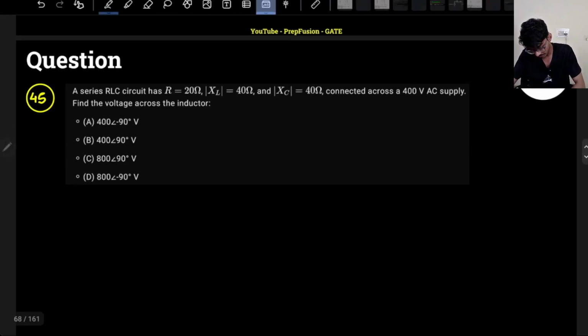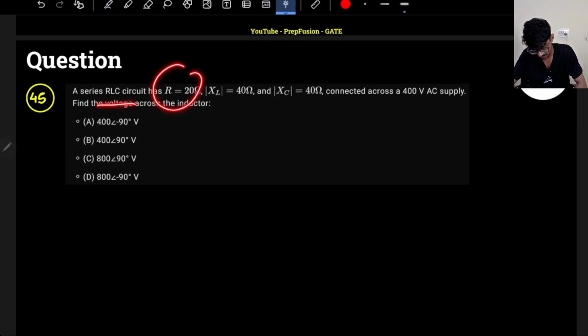So in the next question we have a series RLC circuit with the resistor as this value, and XC and XL are this. Okay, they are the same. XC and XL are the same basically. That means it is in resonance. If the magnitude of XC and the magnitude of XL is the same, that means it is the condition of resonance.